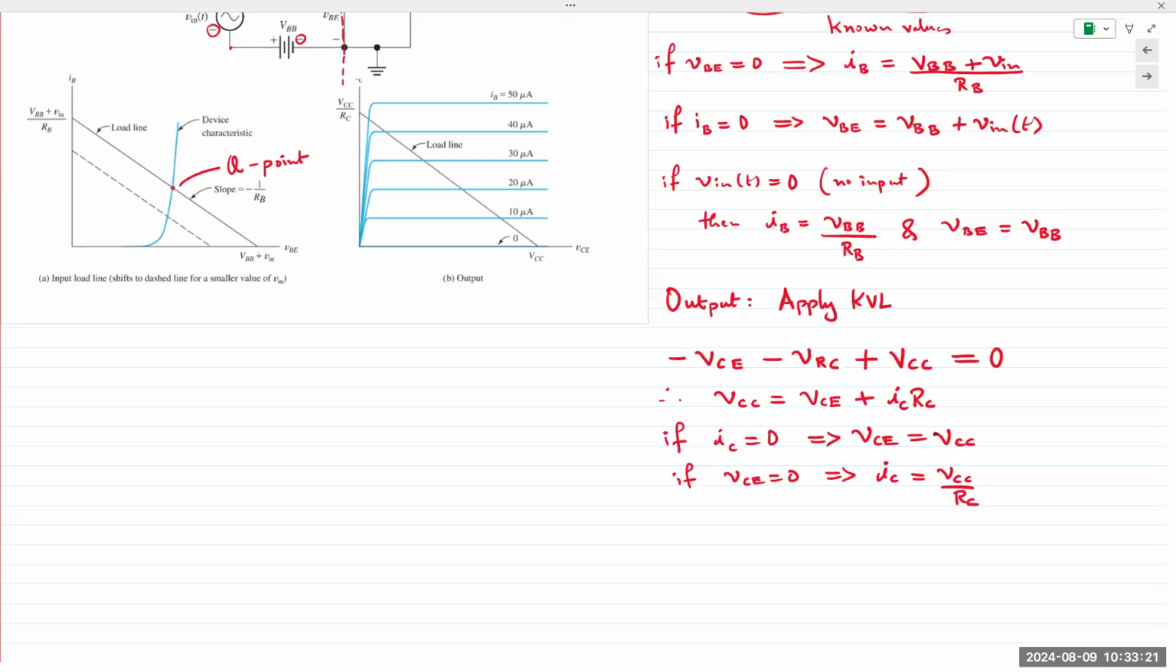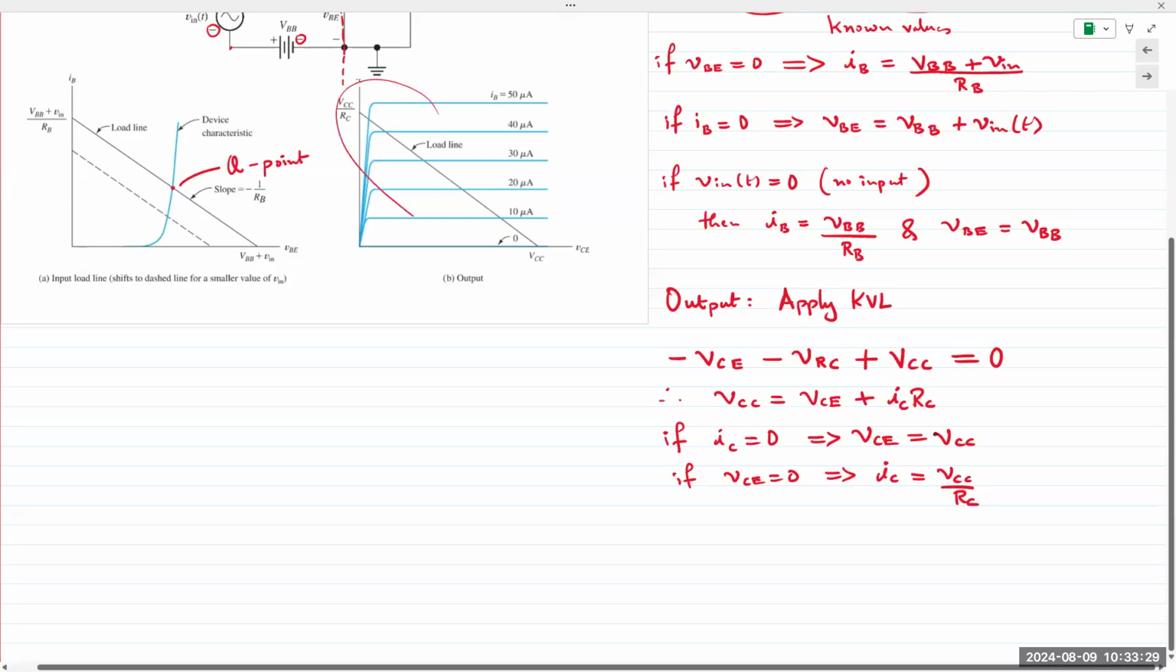You want two points, you plug in 0 for the X and the Y axis, and you find out the coordinates for the other axes. And then you get this load line.